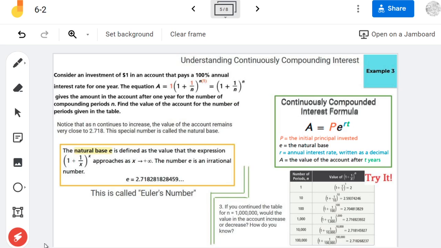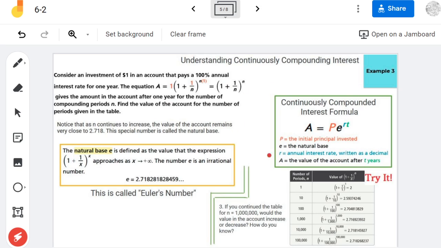In today's video, I'm covering example 3 from section 6-2 in the SavvasRealize Algebra 2 textbook. The goal of today's video is to understand continuously compounding interest. If you watched our last video, you would remember that when you calculate interest, the more often that you do that calculation, the more interest is added, because you're taking interest on interest.